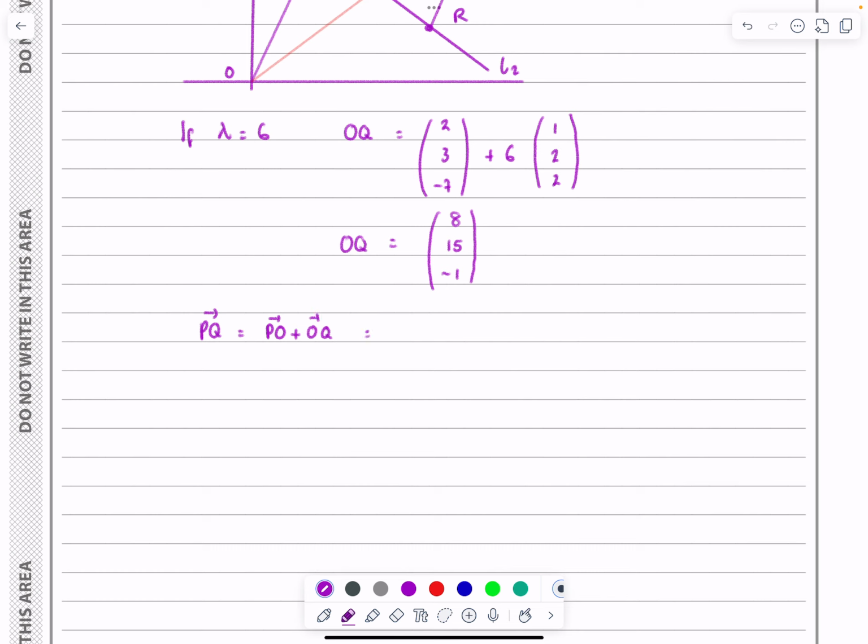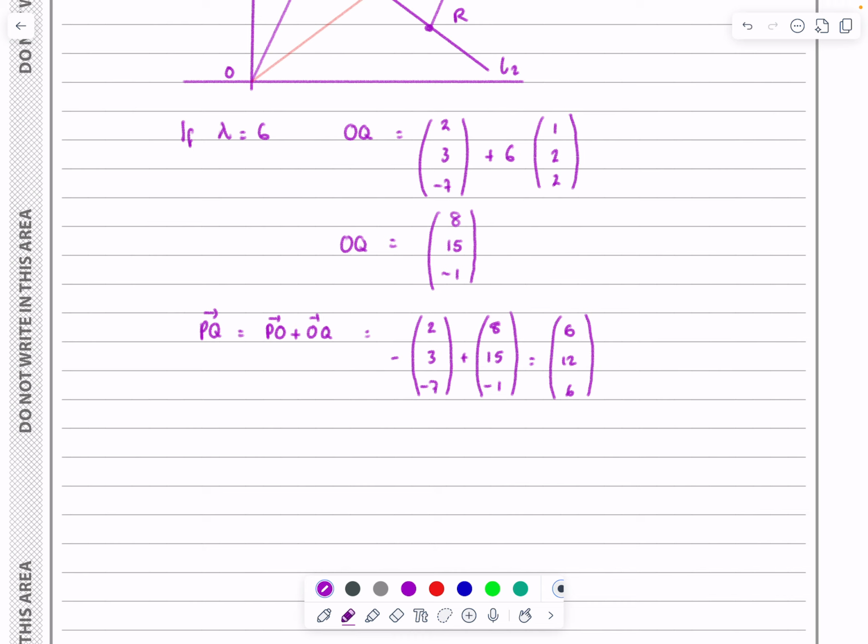So in other words, you could either do it as (8, 15, -1) minus (2, 3, -7), or you can do it as minus (2, 3, -7). Just think about the way that we're setting this out. So it's minus that plus the (8, 15, -1). So that works out to be (6, 12, 6).